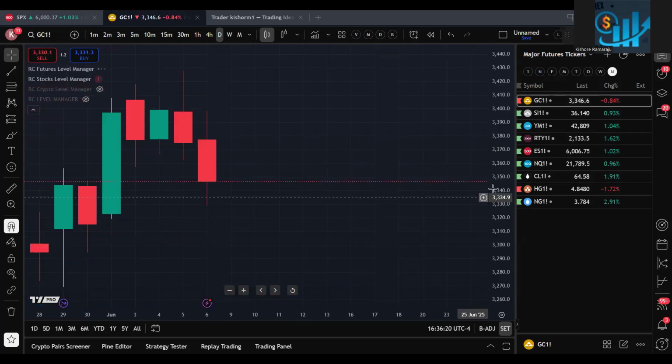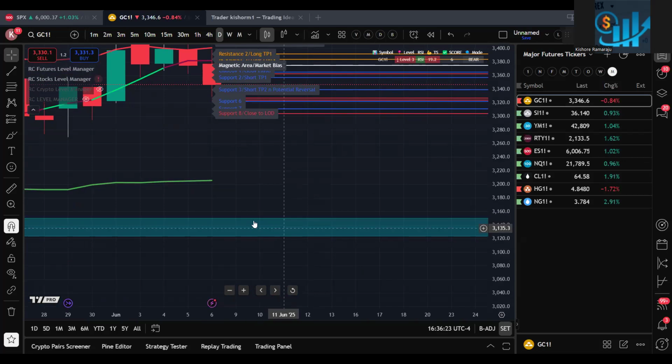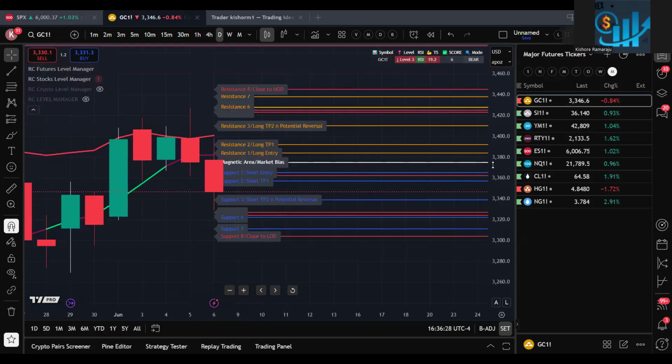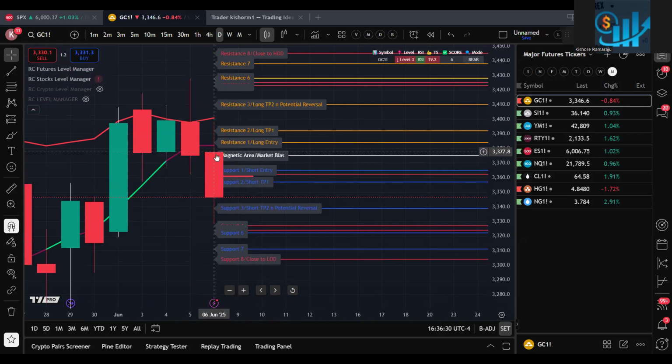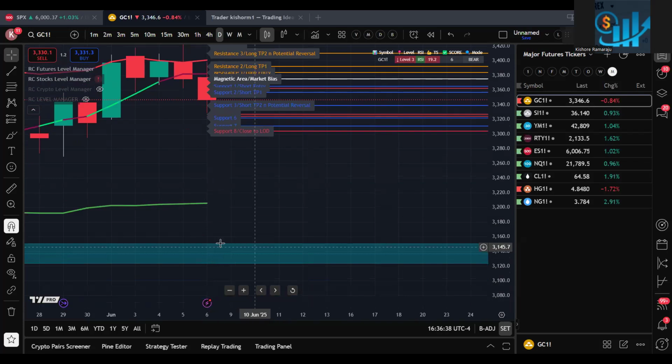Same thing with GC. Your buyers are somewhere here at around 3140. Until that point of time, because mainly your open was a little bit above, but your close was below. So there can be a high possibility for a drop. So until it goes somewhere here, I'll mainly focus on the sell signals.